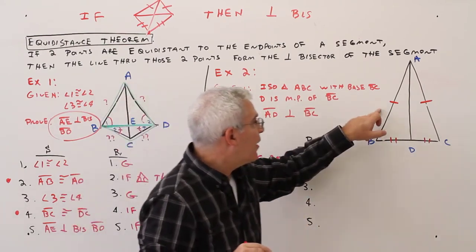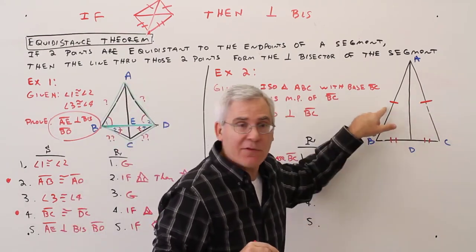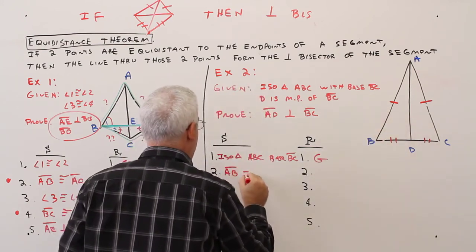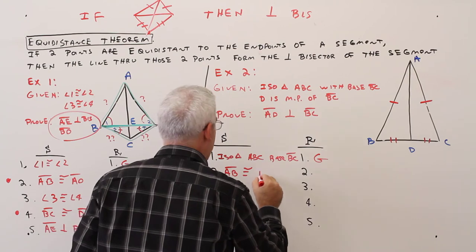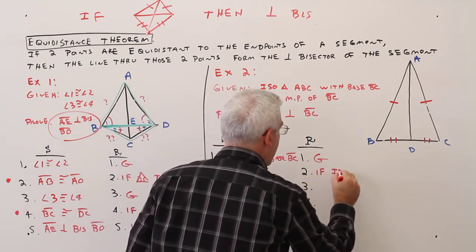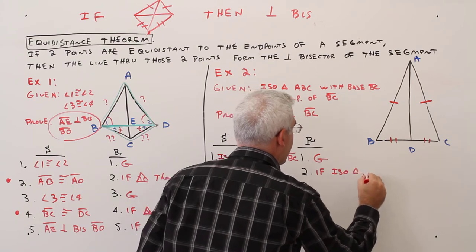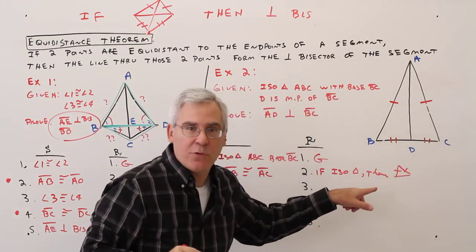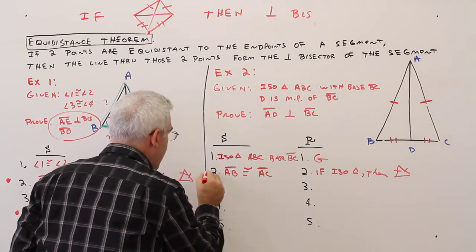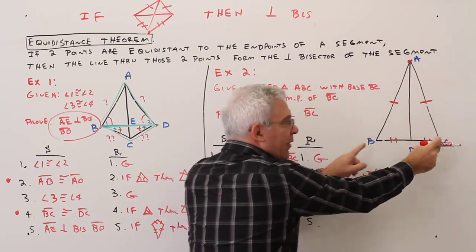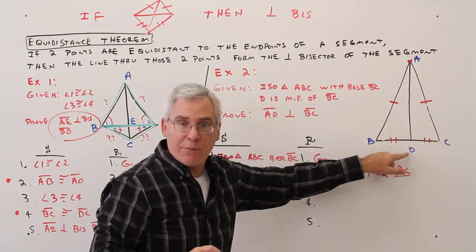From that, I'm going to go to those sides. I don't care about angles, I care about those sides. So I'm going to say AB is congruent to AC, if isosceles triangle, then basically I've got two congruent sides. So note, point A is equidistant to those endpoints. Now let's see if I can get point D.